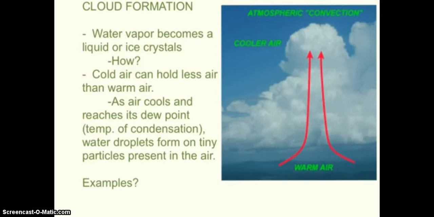Now, water vapor can't just turn into some sort of particle on its own. It usually needs to attach to some sort of particle in the air. It needs something to condense on. So that water vapor will usually find something like dust or smoke or some sort of solid in the air to condense on. So if that warm air rising, the water vapor rising, reaches the cooler air, when it reaches its dew point, those water droplets are going to start to form, and they need to form on some sort of particle. They need a particle to condense on.